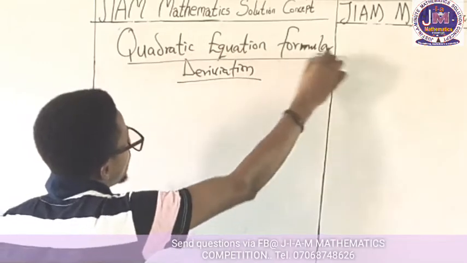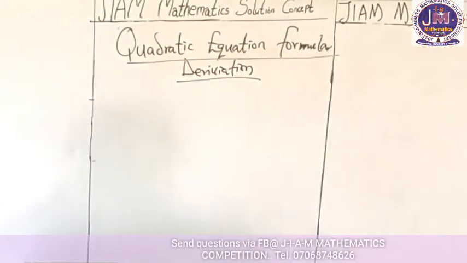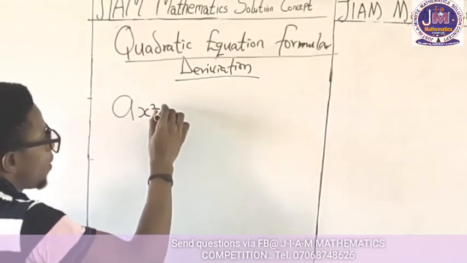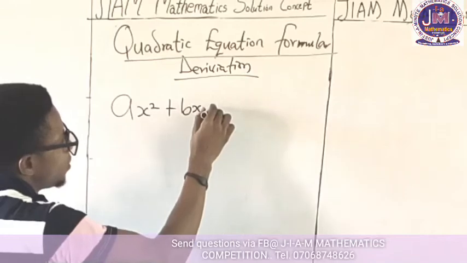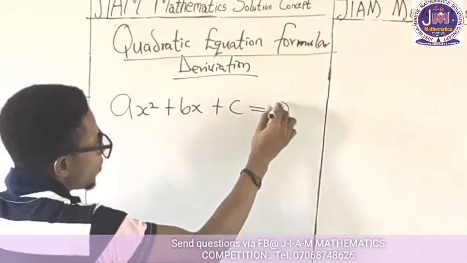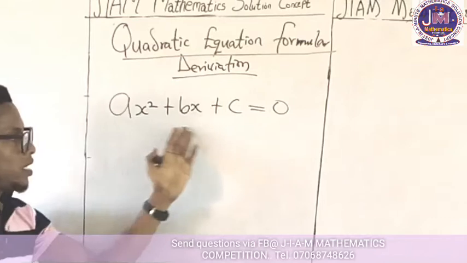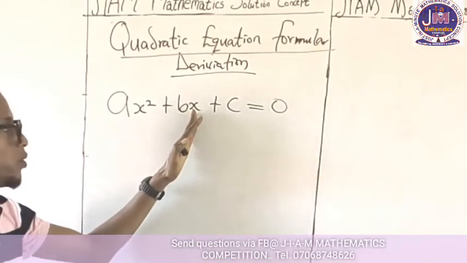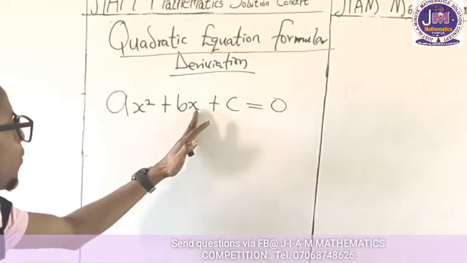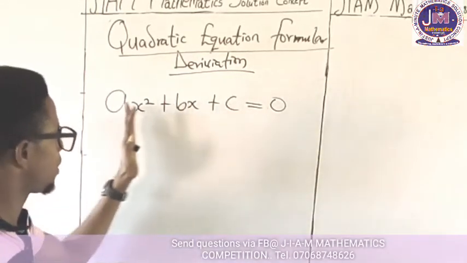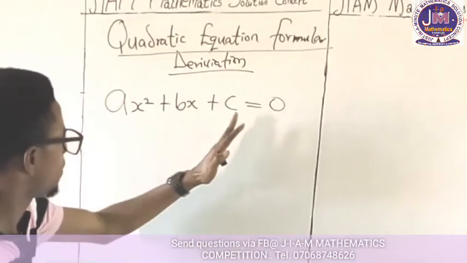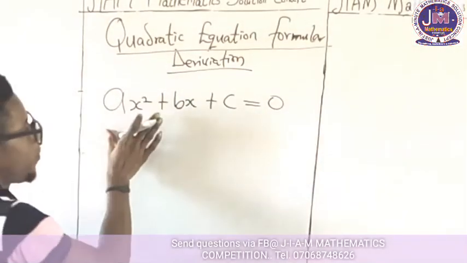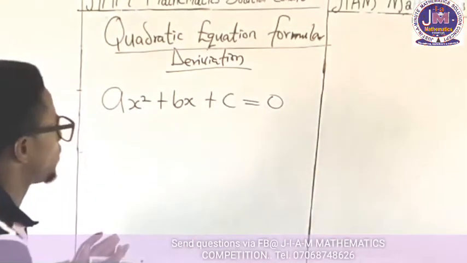The formula derivation. We derive the formula from ax squared plus bx plus c equals 0. Now this is a quadratic equation. You have x squared, x raised to power 1, and x to no power. You see, it's descending from the x squared. So this is a quadratic equation. Now this is where you start the derivation from. This is the equation we have generally.